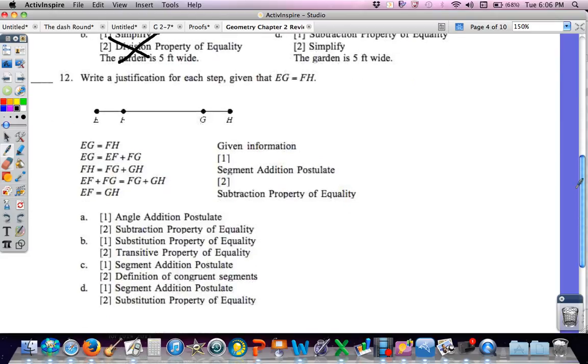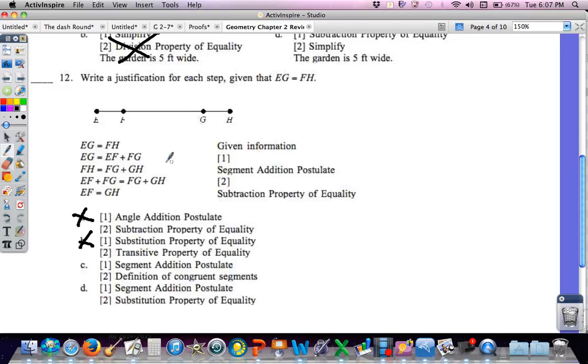Number 12 is again a proof with 2 missing steps. So once again, from statements 1 and 2, they told us that EG is equal to FH. Then they said that EG is equal to EF plus FG. That to me looks like segment addition postulate. So it can't be A and it can't be B. At this point it can be either C or D.